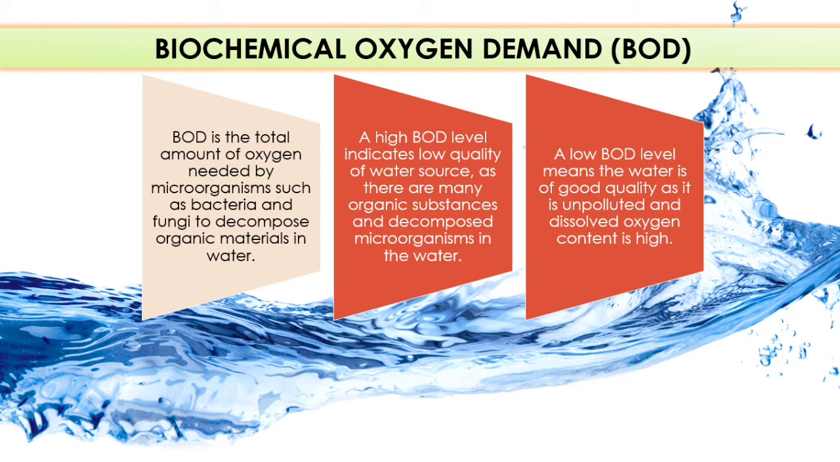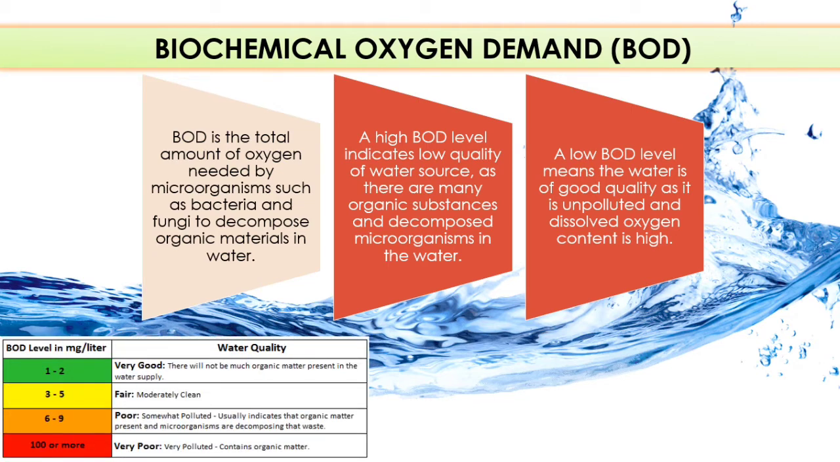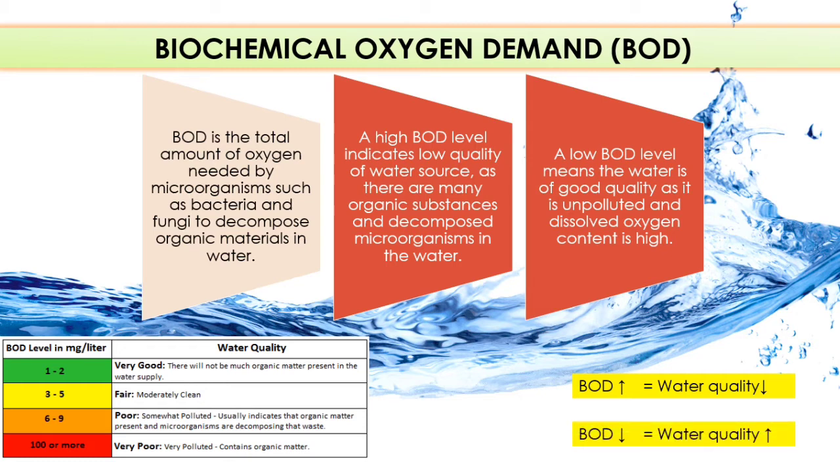So this is the indicator of BOD level. Okay, 1 to 2 is very good, but more than 100 is very poor. Okay, so the relationship is when BOD is high, the water quality is low. Okay, when the BOD is low, the water quality is high.